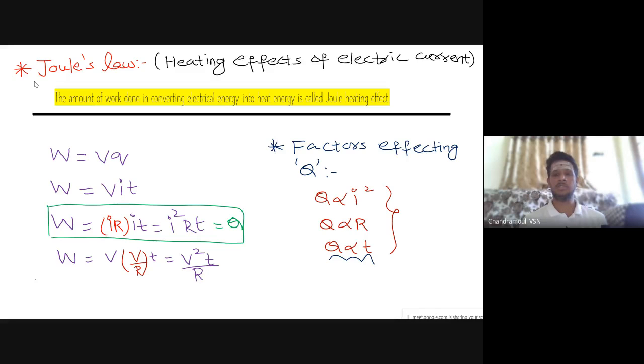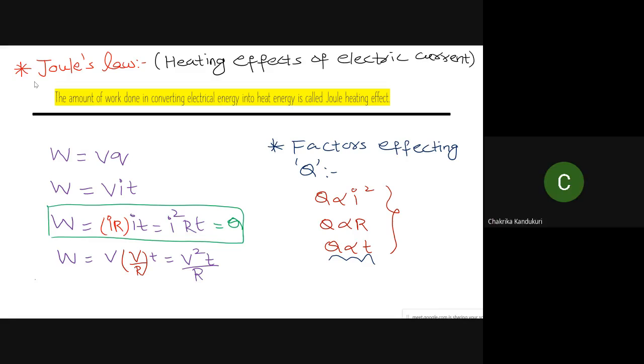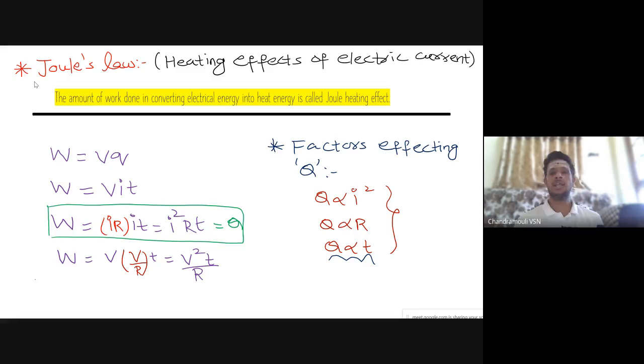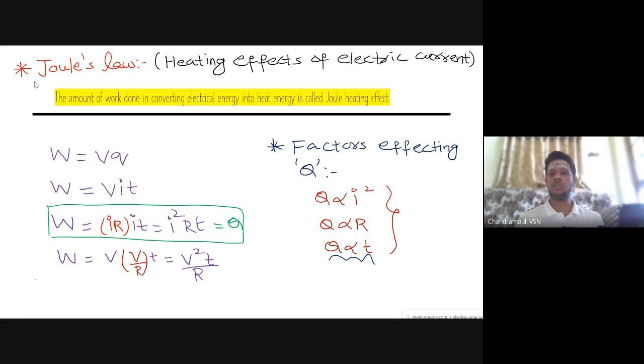Children, can you read this? What are the factors that will affect the amount of heat? Resistance, time, and electric current. Can you read it like: Q proportional to I square, Q proportional to R, Q proportional to T, time.